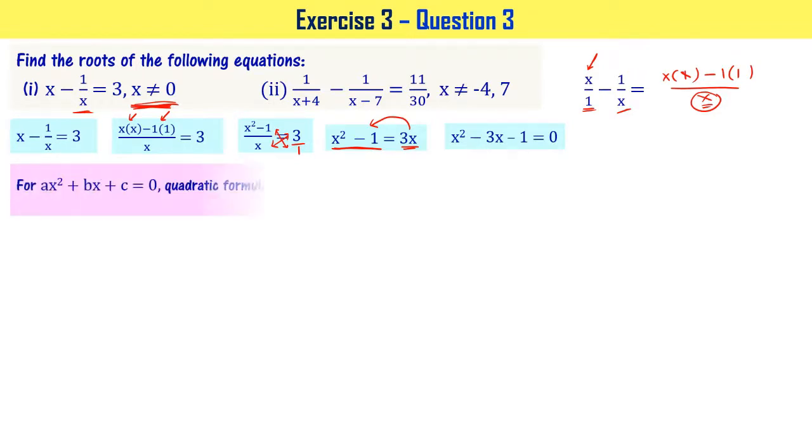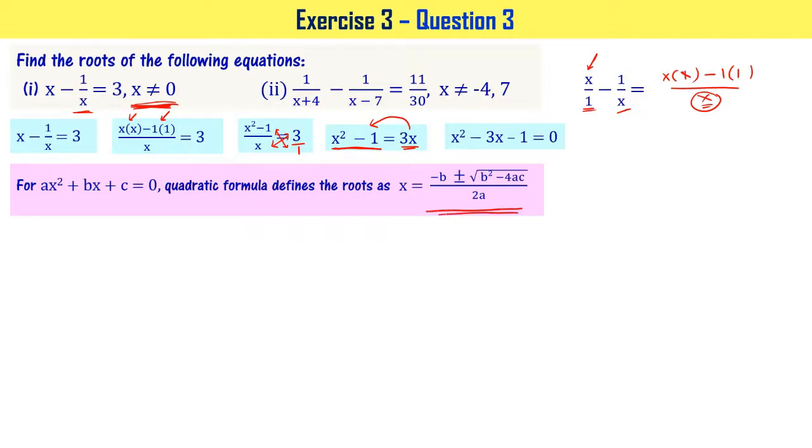For that, we can make use of quadratic formula, that is x equal to minus b plus or minus square root of b square minus 4ac divided by 2a, right? When you want to get the roots using quadratic formula, first we have to know what are the values of a, b and c, right? For that, let me compare this equation with ax square plus bx plus c equal to 0. When you do that, you say that a equal to 1, b equal to minus 3, and c equal to minus 1, right?